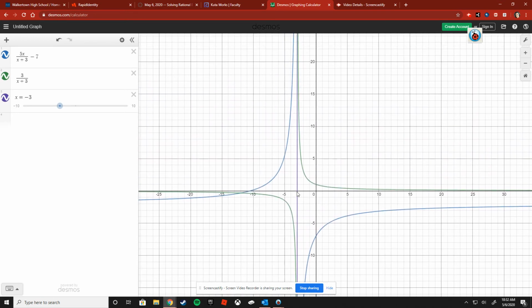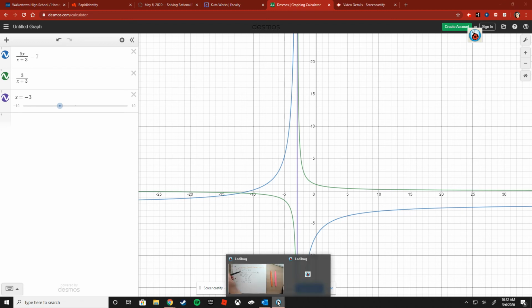The reason these graphs are trending the way they are is that the graphs are in fact avoiding, think of it that way, x equals negative 3. And x equals negative 3 has an actual name. It's called an asymptote. But we'll talk about that in a different video. So that's why we can't have x equals negative 3 when we solve.